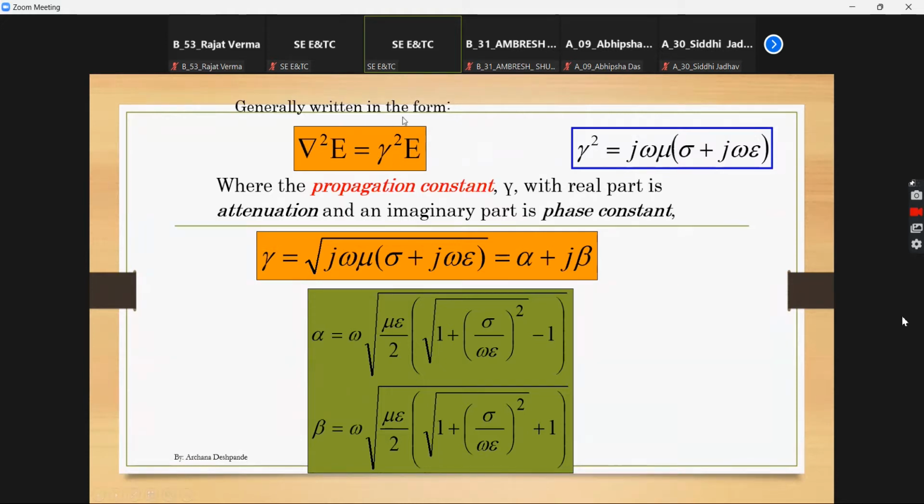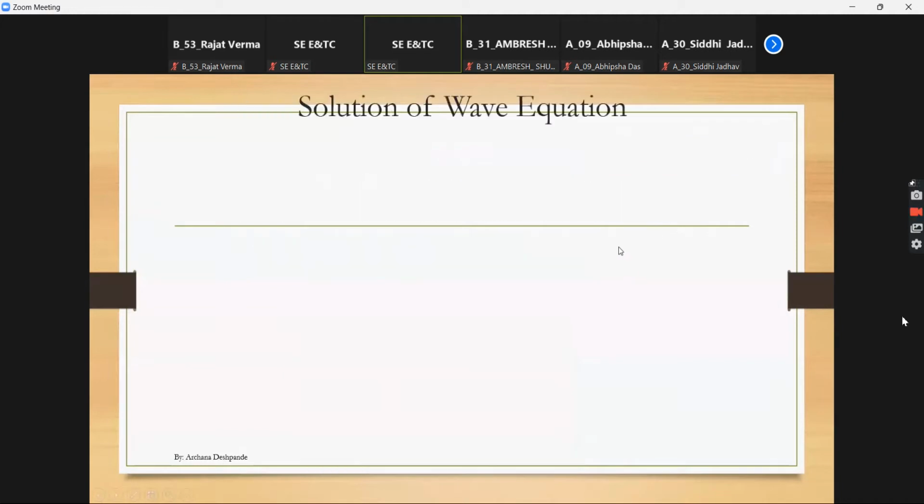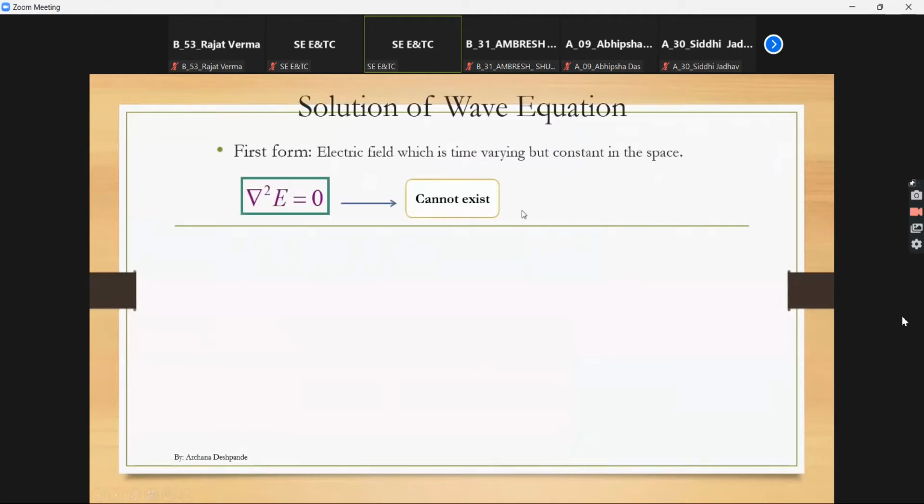Now this cannot be 0. This cannot be 0 because what is here on the right hand side? Here there is gamma, and gamma has mu, sigma, epsilon. So gamma cannot be 0 because these are the characteristics of a medium. Okay, so the values of the medium cannot be 0. Therefore, we say that this form cannot exist, because if this has to exist, there has to be some right hand side. That means this electric field is time varying, but it is not constant in space. It means it is varying in space as well as in time. That is the meaning of this particular form. So this form cannot exist. So we are cancelling this form.